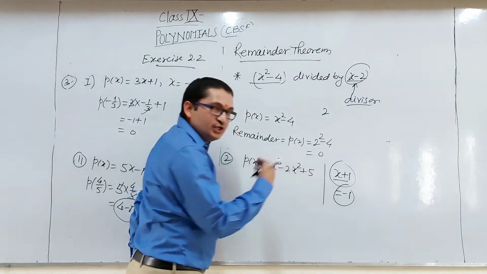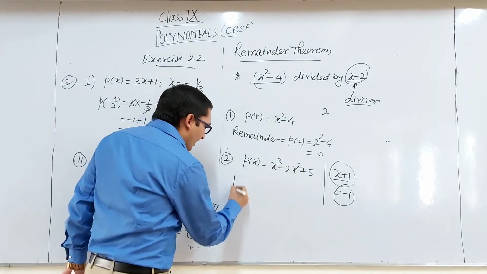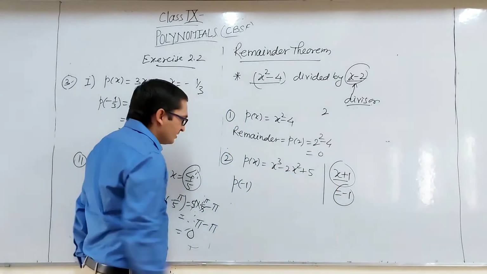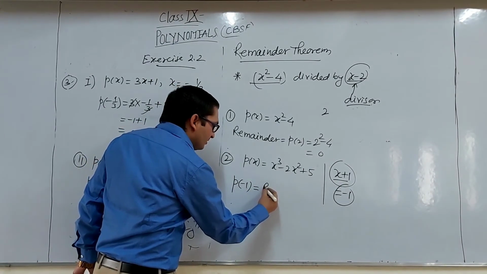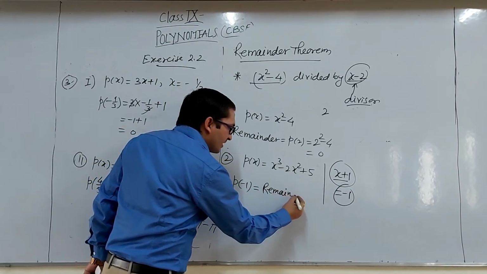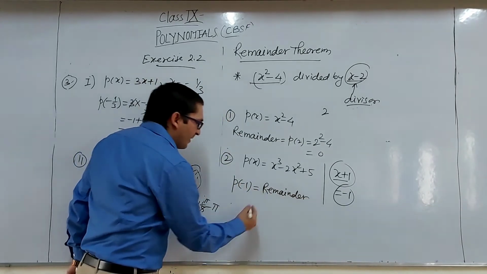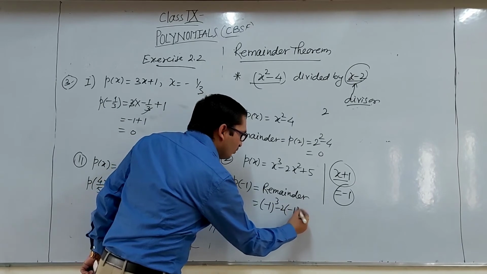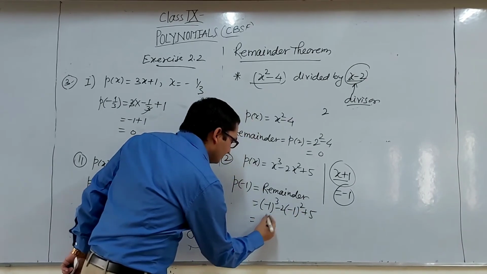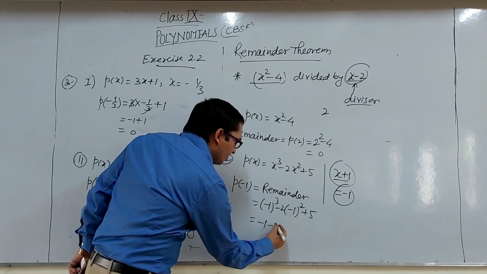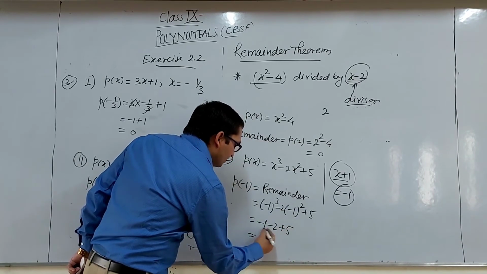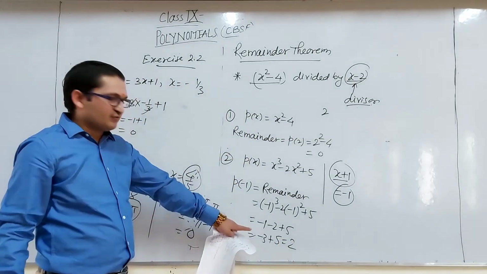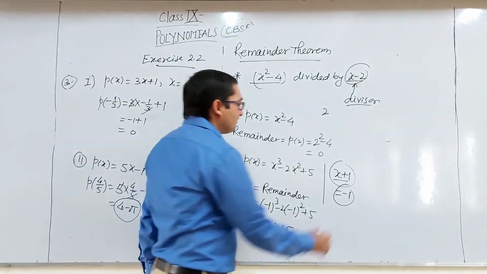So you need to find the zeros of this divisor: minus 1. So find the remainder. You have to put, instead of x, the zero of this divisor. That is the remainder. So P(minus 1) is what? You can write remainder is equal to P(minus 1). Now put in minus 1 cube, minus 2 times minus 1 whole square, plus 5. This is minus 1, minus 2, plus 5. Minus 1 minus 2 is minus 3, plus 5 is 2. So the remainder is 2. If you want to check, you can check.